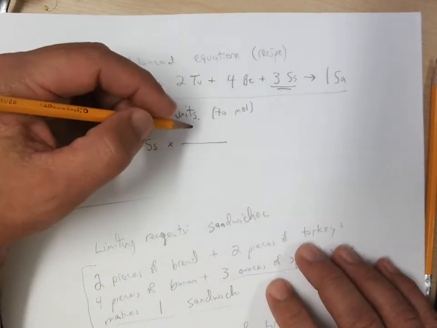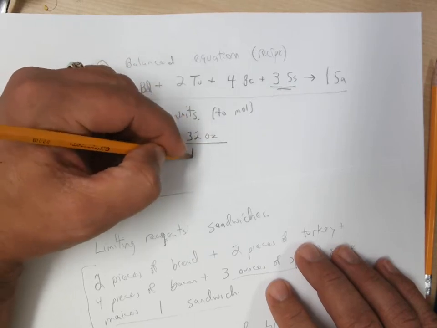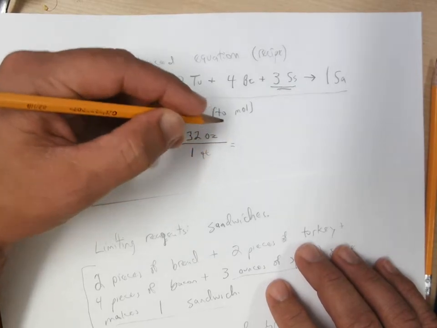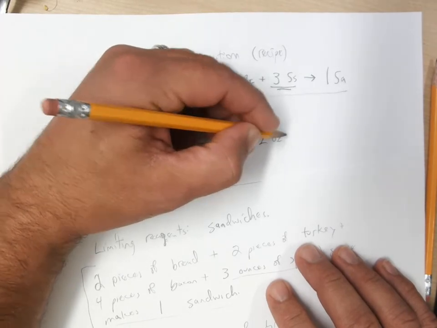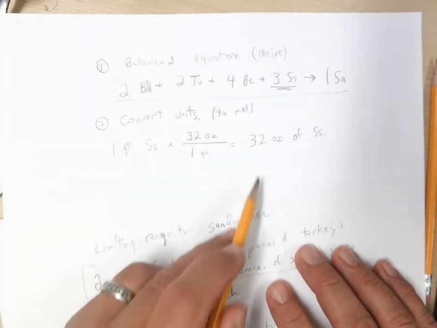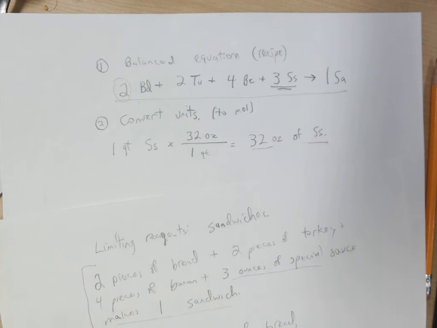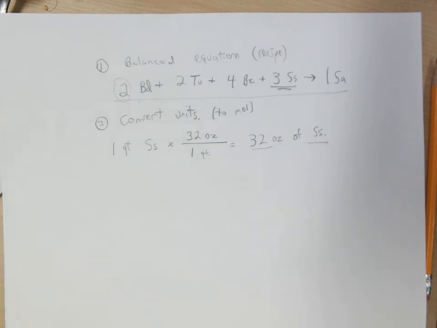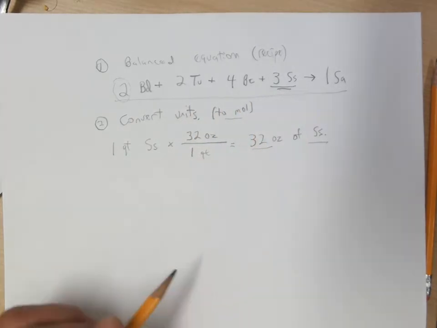So now we have to know how many ounces in a quart, and it's 32 ounces in 1 quart. So we have 32 ounces of special sauce. And notice I'm trying to write out the amount of material and what it is so I don't lose track of what I'm thinking about. So there we have step 2. We convert the units to match the units of the equation, which in chemistry is always going to be moles.